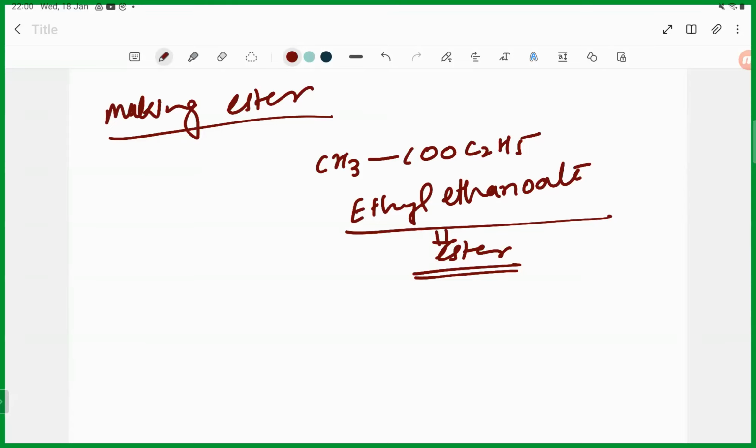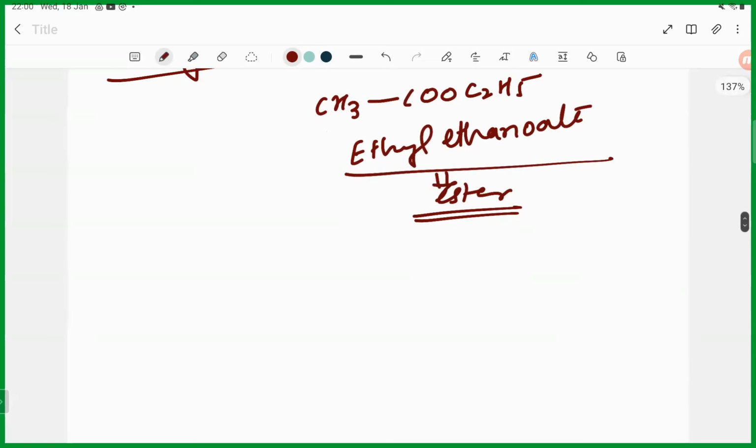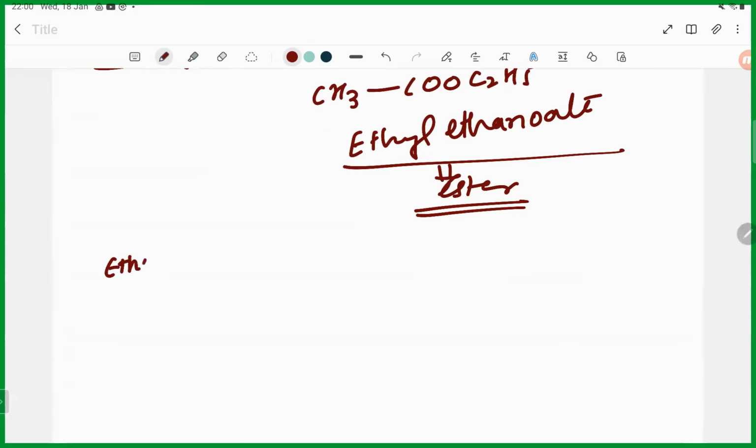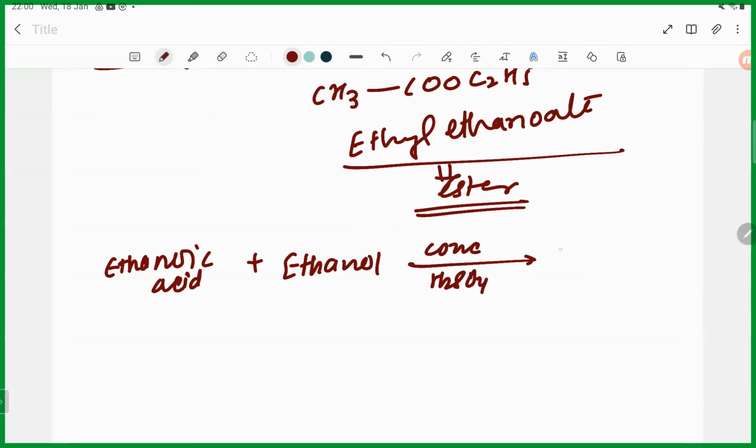So how do you make it? That is acetic acid, you can say ethanoic acid. You are treating it with ethanol, not ethyl alcohol, ethanol, in the presence of concentrated H2SO4. So you are going to get ester plus water, right?